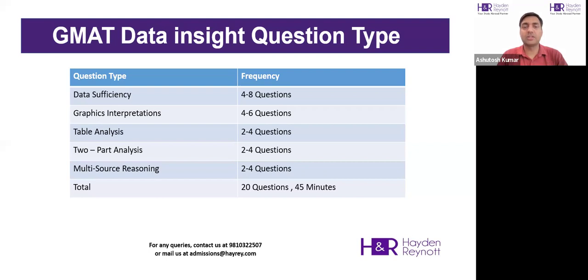From graphing interpretation, there will be 4 to 6 questions. Next is table analysis, from where you can get 2 to 4 questions. From two-part analysis, you can get 2 to 4 questions, and from multi-source reasoning, you'll also get 2 to 4 questions. In each of these, it is possible that you'll get more than one question within a particular question, like question 1A, 1B, 1C.